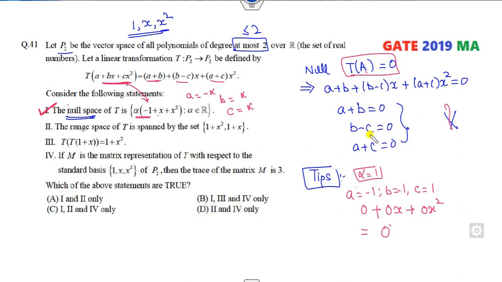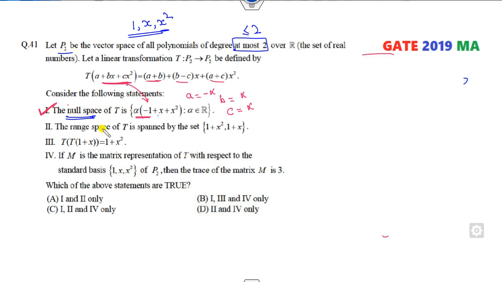Fine. Or otherwise, if you solve them, you can see B is equal to C, A is equal to minus C, A is equal to minus B. So B is equal to C, so I can write this as a minus C. Again, you can see all the pairs in this manner. Look at the second option. How can you think about the second? The range space. What is the meaning of the range space? It is T of A in my domain P2. Fine. What is that? This is here.